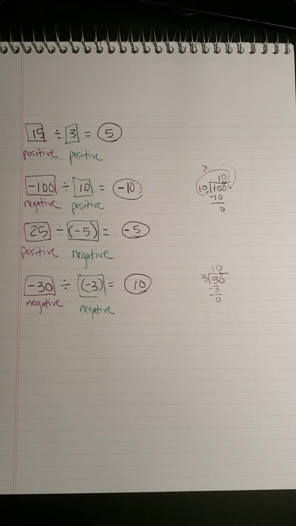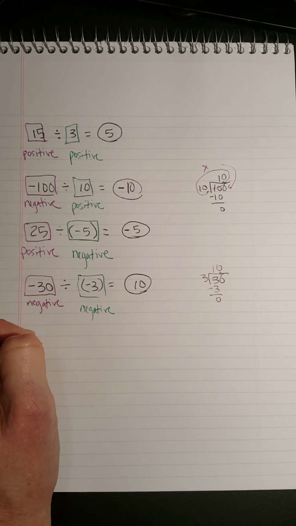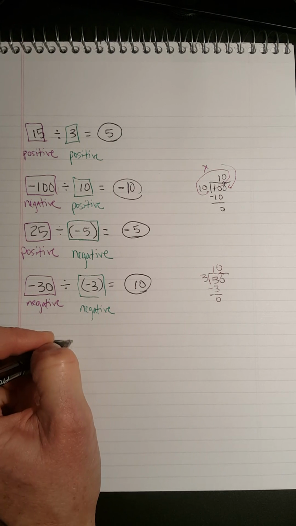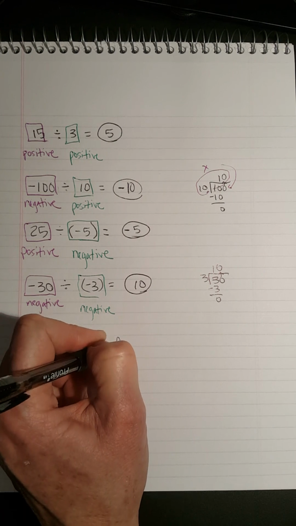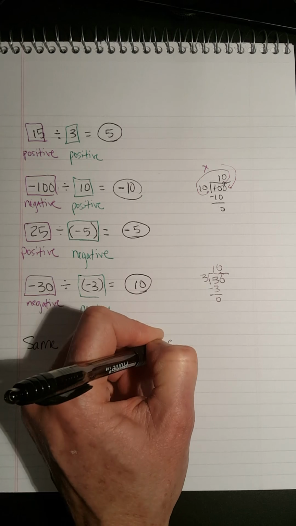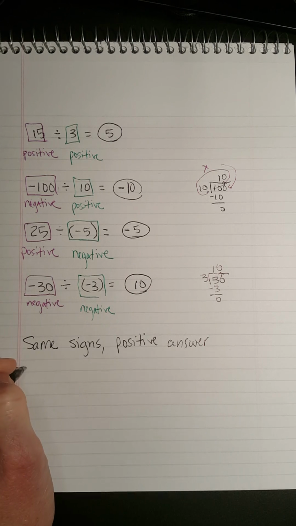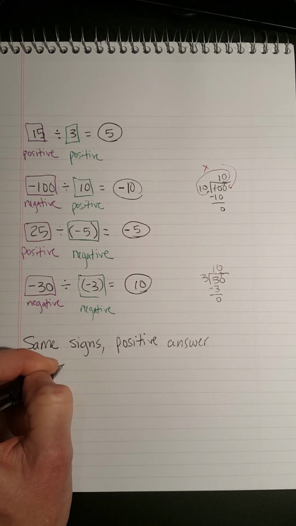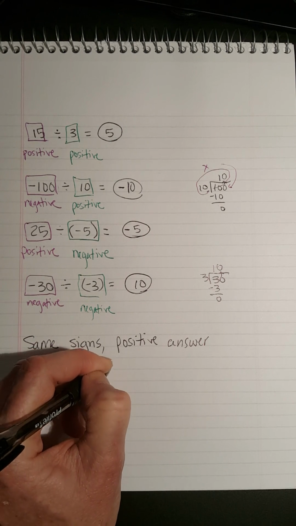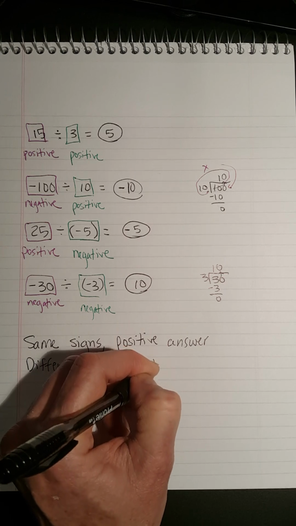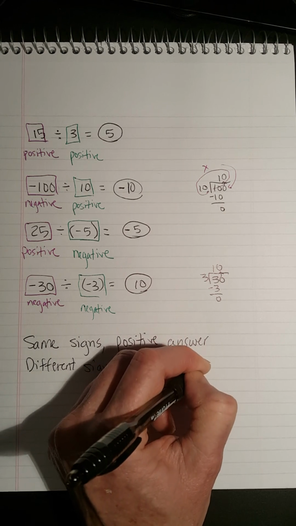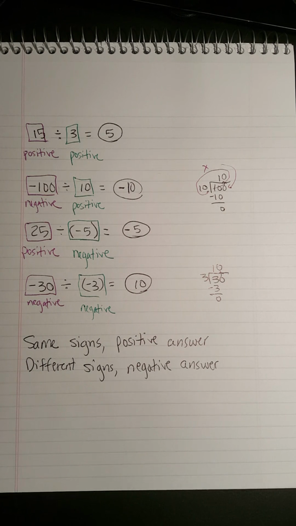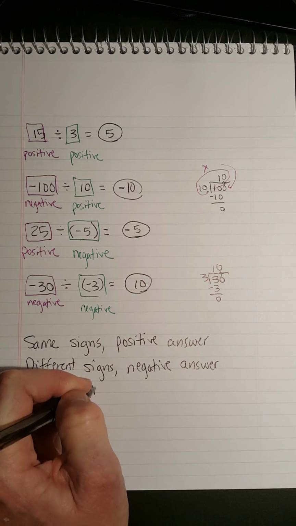Okay, so those are examples of all of the different options that you could have for division. And again, I'm going to write the rule down just because it's so important. Same signs, positive answer, different signs, negative answer. Those are the rules that we're going to follow when we're doing multiply and divide.